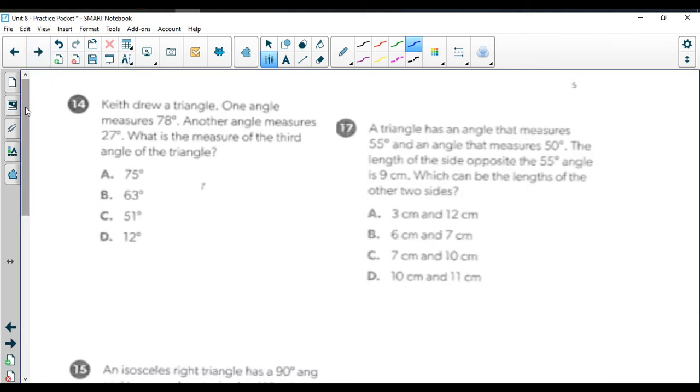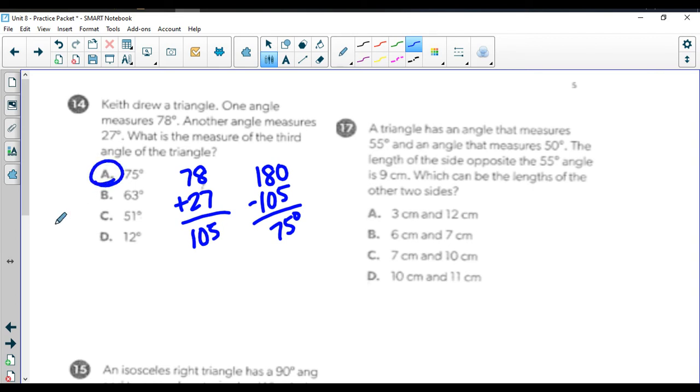Page 5, this is your last page here. So we have question 14 at the top. Keith drew a triangle. One angle is 78, the other is 27. So what is the third? We add up 78 plus 27, which gives us 105. So we take 180 in the triangle, subtract away the 105, and we're left with 75 degrees.